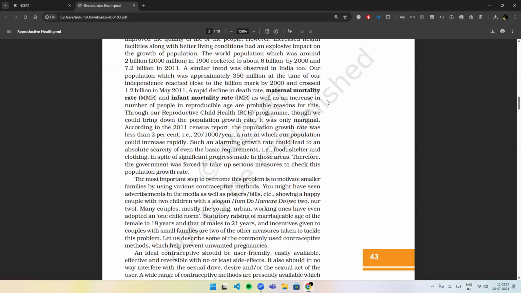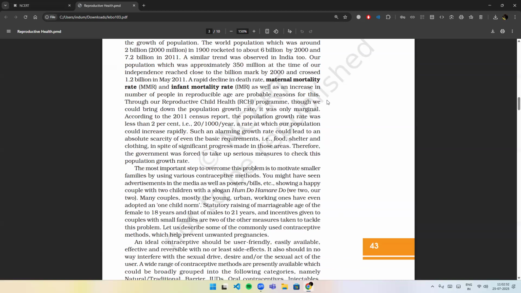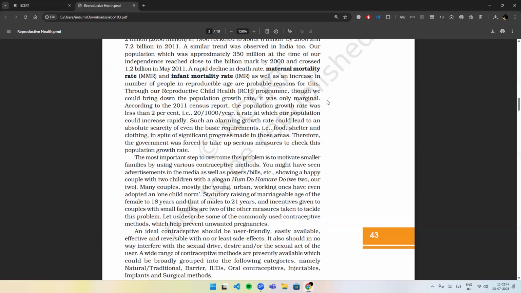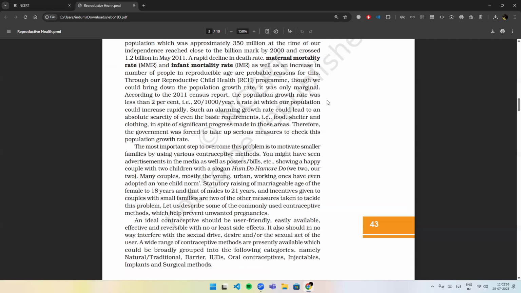Through our reproductive child health program, though, we could bring down the population growth rate, but it was only marginal. According to the 2011 census report, the population growth rate was less than 2%, a rate at which our population could increase rapidly. Such an alarming growth rate could lead to an absolute scarcity of even the basic requirements, that is, food, shelter, and clothing, in spite of significant progress made in those areas. Therefore, the government was forced to take up serious measures to check this population growth rate.